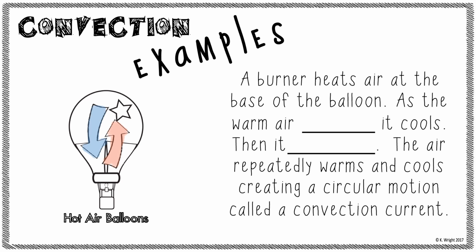Some examples are when a burner heats air at the base of a balloon. As the warm air rises, it cools, and then it sinks. The air repeatedly gets warmer and colder, creating that circular motion, and that is called a convection current. It's what makes the hot air balloon go up, and then what makes the hot air balloon go down.